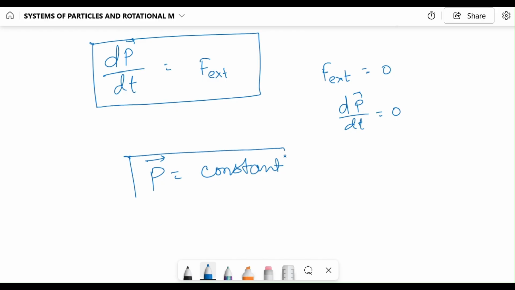So you can say that if there is no external force acting on the system, the linear momentum of the center of mass of that system is constant. And this is the conservation of linear momentum.